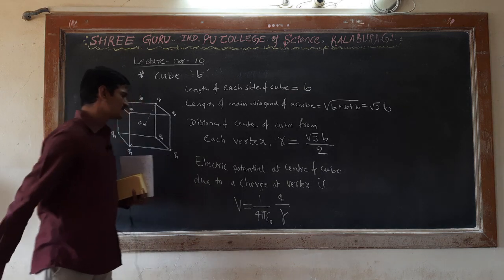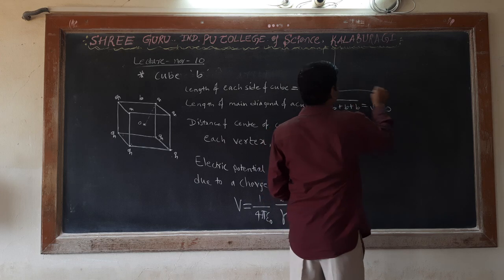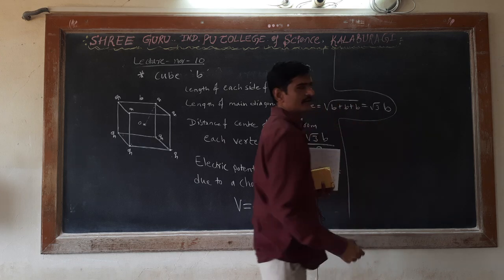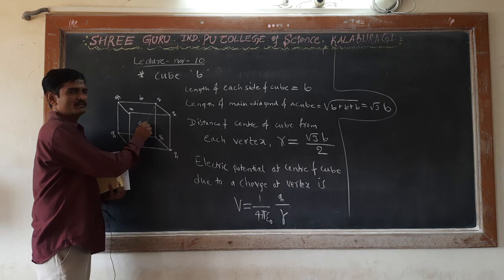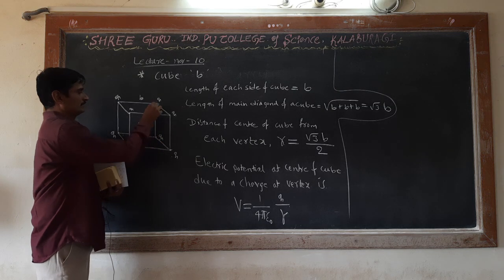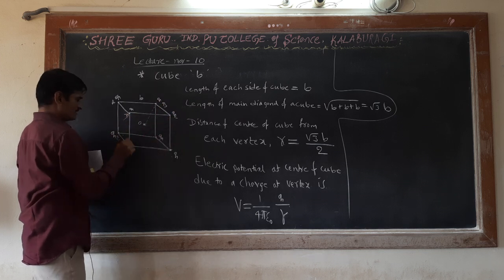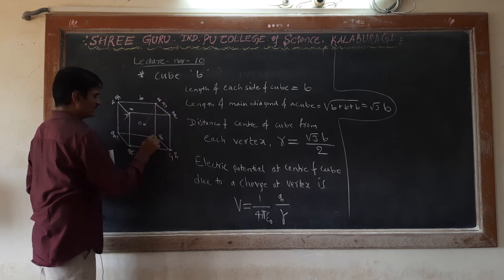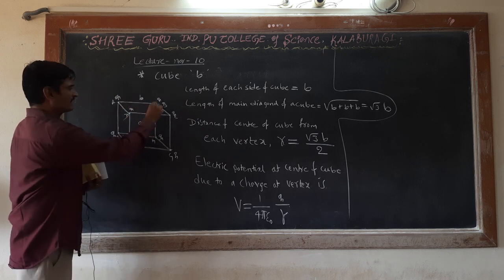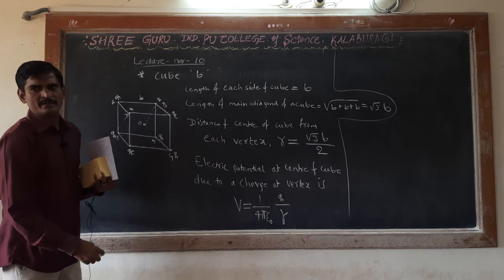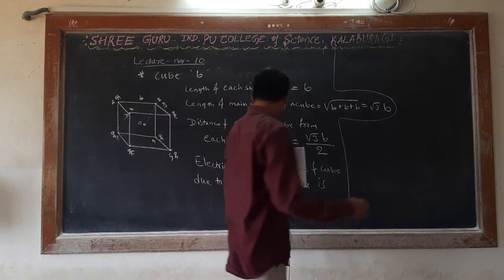So the electric potential due to all the 8 charges will be multiplied by 8. Just simple. Or you can use the principle of superposition, and then write these points as A, B, C, D, E, F, G, H. So electric potential at O due to the charge at A, like that VA, VB, VC, VD up to VH, then add them. Both the things will become the same.